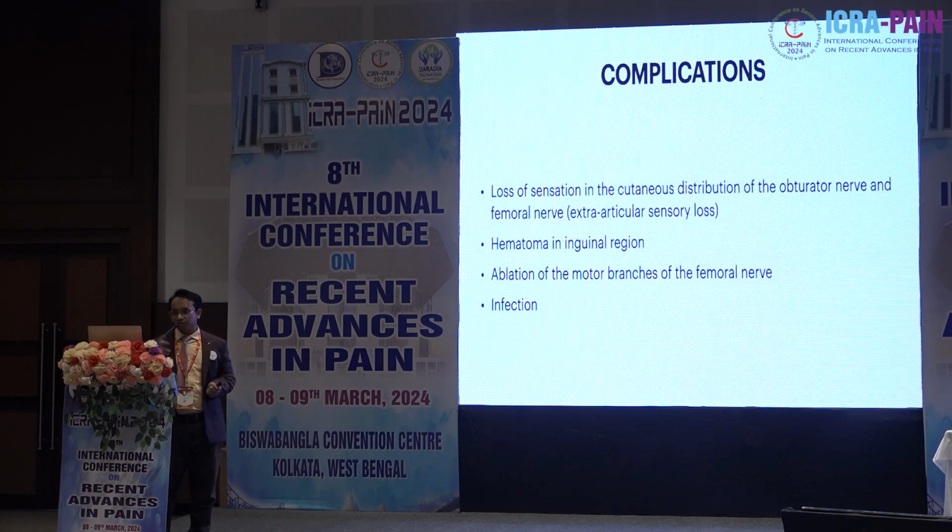So complications wise, loss of sensation can occur in the cutaneous distribution of the obturator nerve and the femoral nerve as well, the extra-articular sensory loss. Hematoma can occur in the inguinal region because of injuring the important vessels over there. And ablation of motor branches of the femoral nerve can cause weakness, especially in the obturator nerve.